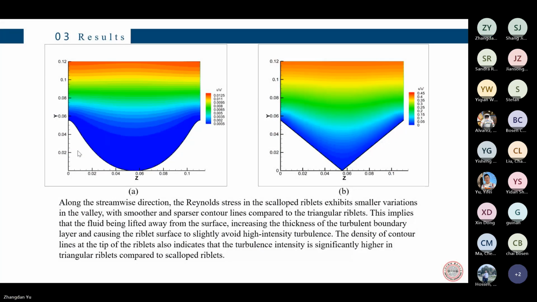For the wall normal stress along the streamwise direction, the Reynolds stress in the scalloped riblets exhibits a smaller variation in the valley, with smoother and sparser contour lines compared to the triangular riblets. This implies that the fluid is being lifted away from the surface, increasing the thickness of the turbulent boundary layer and causing the surface to slightly avoid high-intensity turbulence. The density of contour lines at the tip of the riblets also indicates that the turbulence intensity is significantly higher in triangular riblets compared to scalloped riblets.